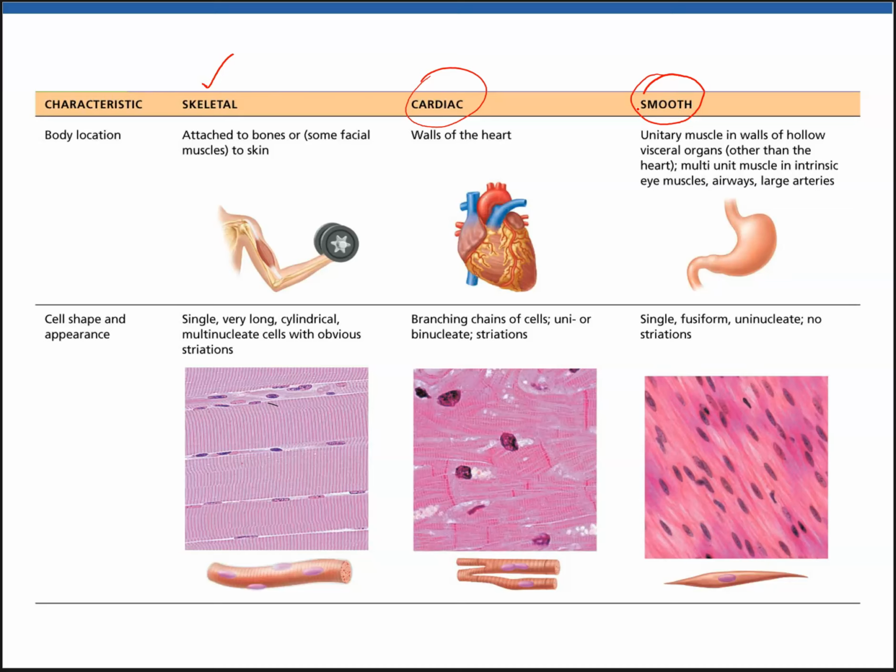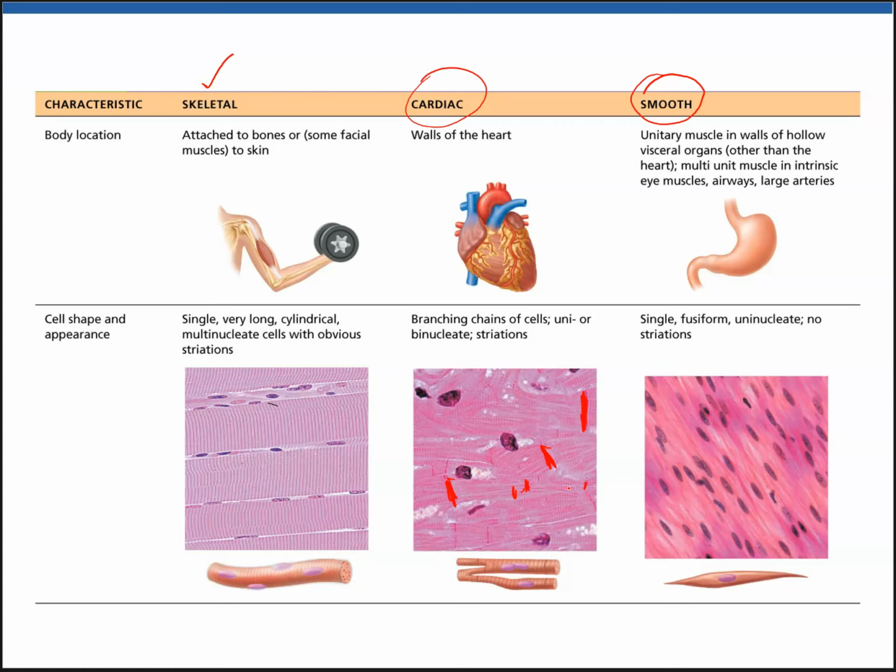Cardiac muscles contain striations and they have a special feature known as the intercalated discs. So the intercalated discs are these lines at the junction of two different cardiac muscle cells that you see. Now, the cardiac muscle cells are Y-shaped branched cells, and they are mostly uninucleated. You can sometimes find binucleated cells in cardiac muscles.